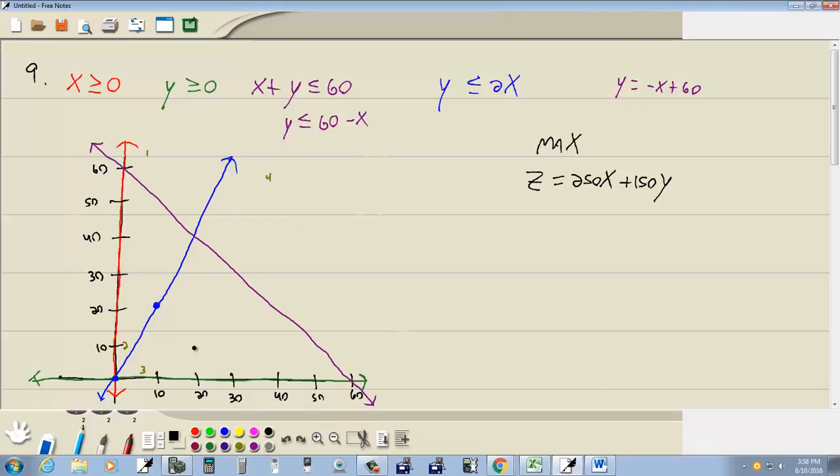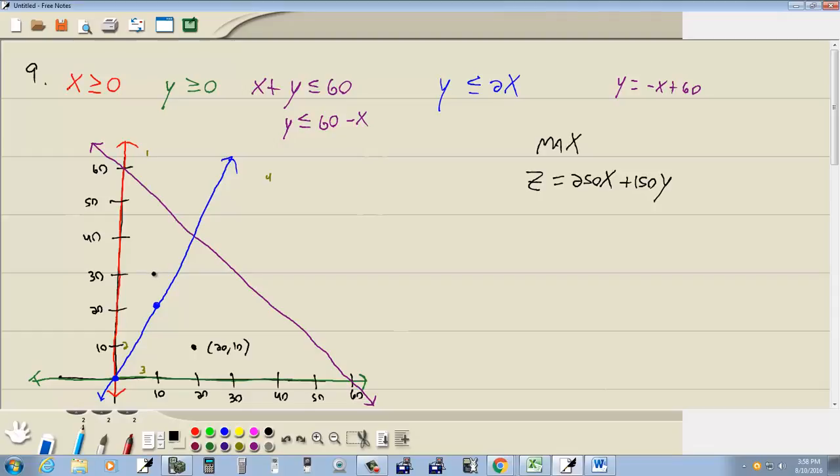For example, here's a point right here. This point is (20, 10). Okay, if I put x is 20, 20 is greater than or equal to 0, that's true. If I put y here, 10 is greater than or equal to 0, that's true. If I put 20 here and 10 here, 20 plus 10 is 30. 30 is less than or equal to 60, that's true. If I put 20 in here, I got 2 times 20 is 40, and 10 is less than or equal to 40. That's true. Which would imply that this is where everything's true. I wasn't expecting that. I was thinking it was going to be over here.